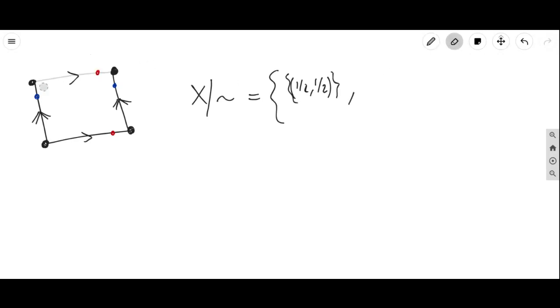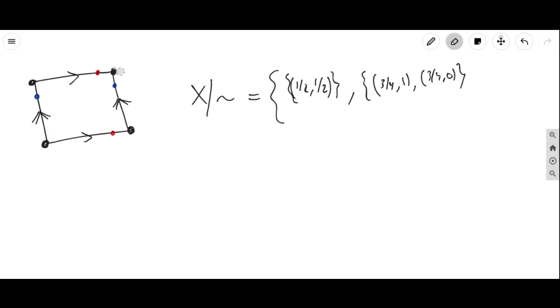If you have a point on the upper edge, but not a corner point, let's say this one, and say x is 3/4 and the value of y is equal to 1, then it's identified with the point down there, which is also 3/4, and the value of y is 0. So these are being identified.